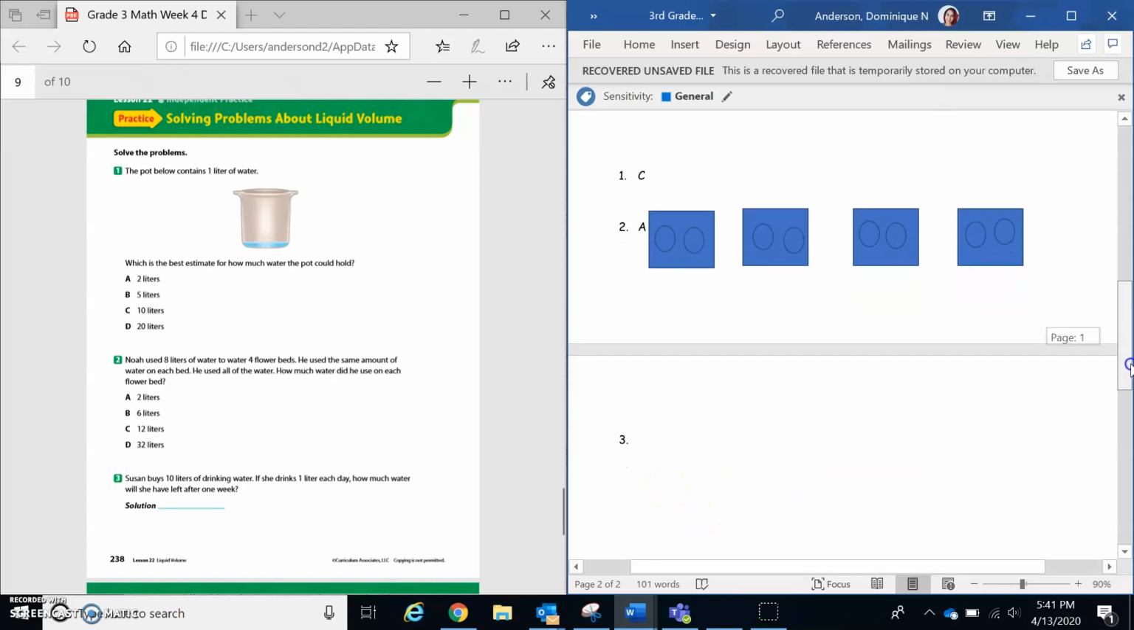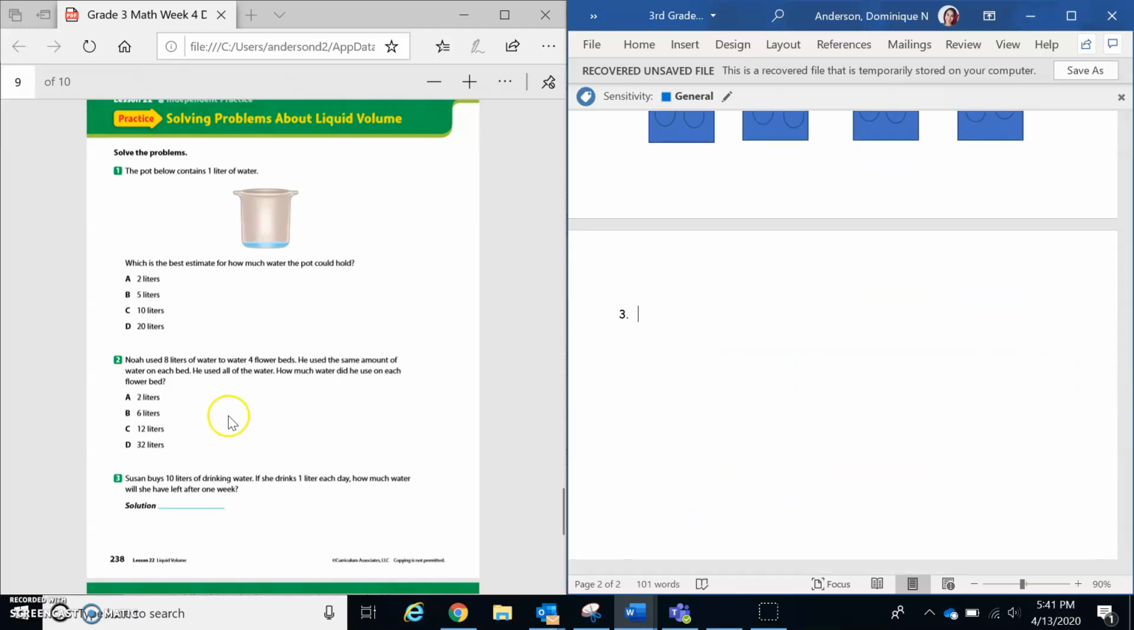Number 3. Susan buys 10 liters of drinking water. If she drinks 1 liter each day, how much will she have left after 1 week? So this is another one we can draw out or we can write it out. So for day 1, she drank how much water? 1 liter. Day 2, she drank 1 liter. Remember, she's only drinking 1 liter each day.